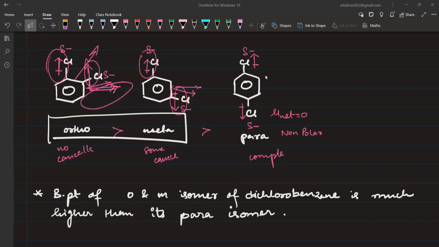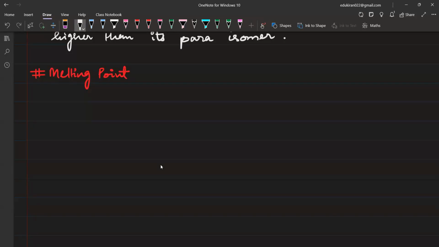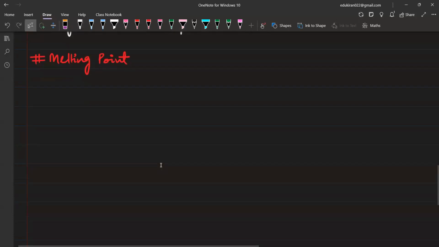Okay, done. Now, right next, melting point. Please understand one point. The basic difference between boiling point and melting point is that for boiling point there is only one factor that we have to look at. It is the interaction, and that can be decided by the polarity. If something is more polar, it will have a higher boiling point. If something is less polar, it will have a lower boiling point.